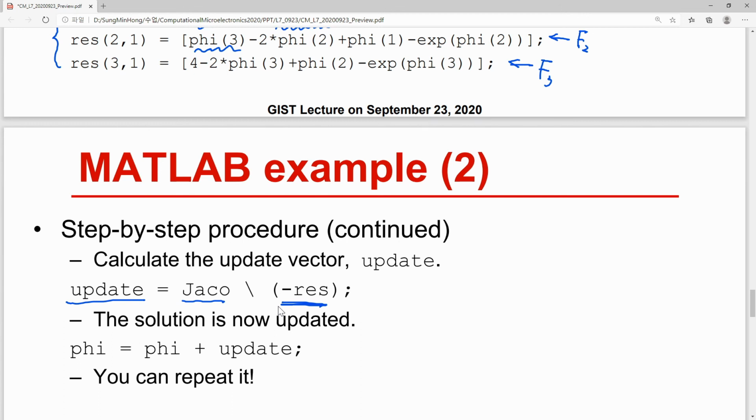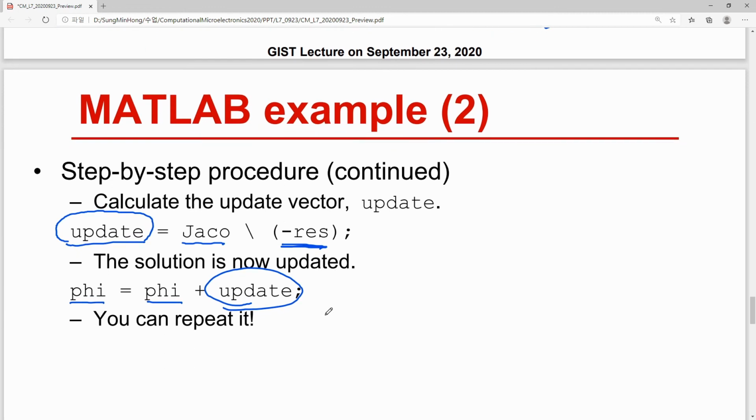Then after you get this update, this is not the final. This is just a correction for your solution, and your solution should be updated with your update vector. And you can repeat it until your update becomes really small. Therefore, numerically, you are quite close to the solution.